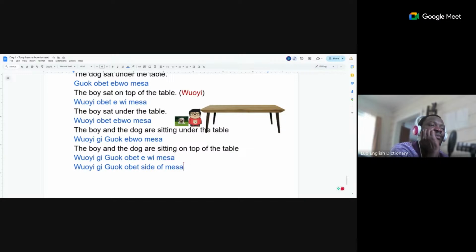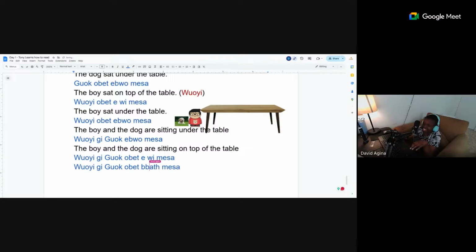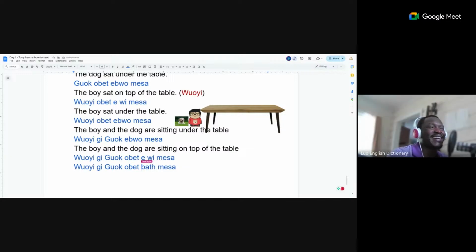Now remove side of and put bath. Bath? Yeah, like taking a bath. Why did I put nath? Bath. So bath means side. Huh? Mm-hmm.